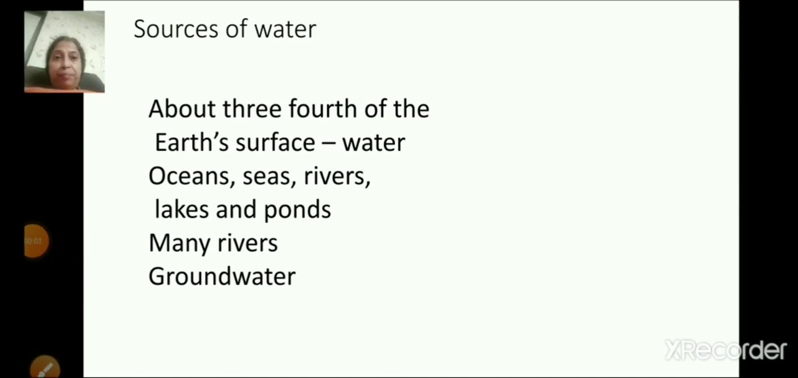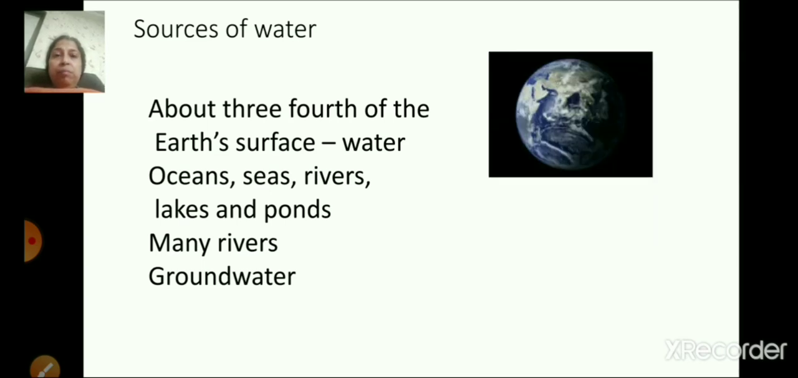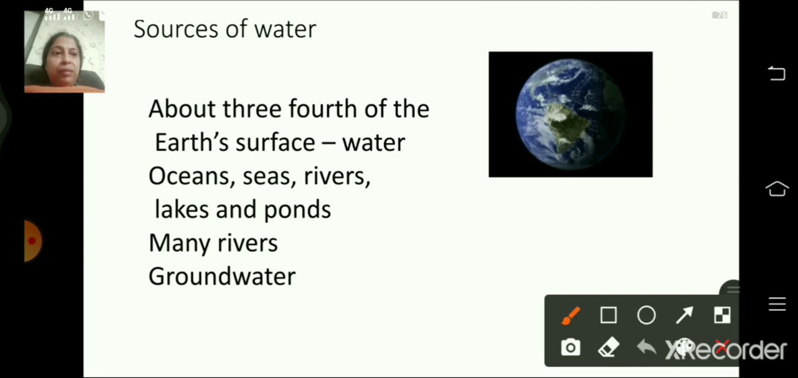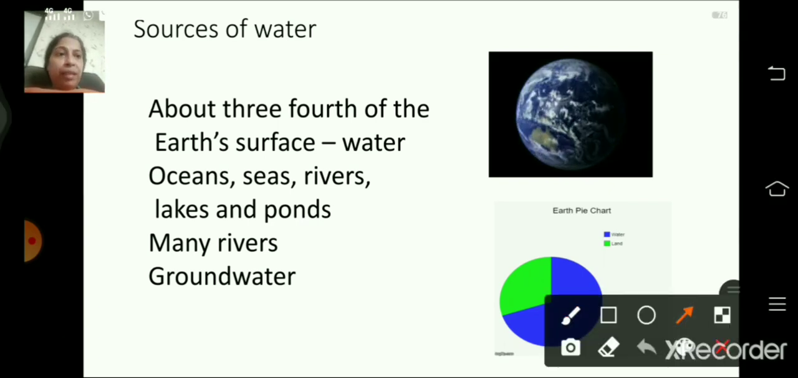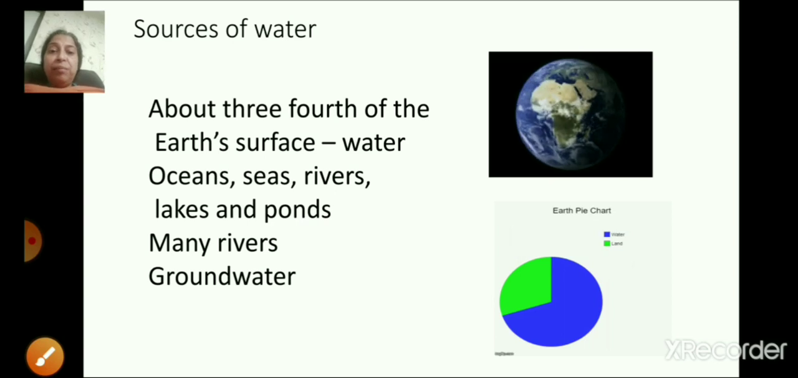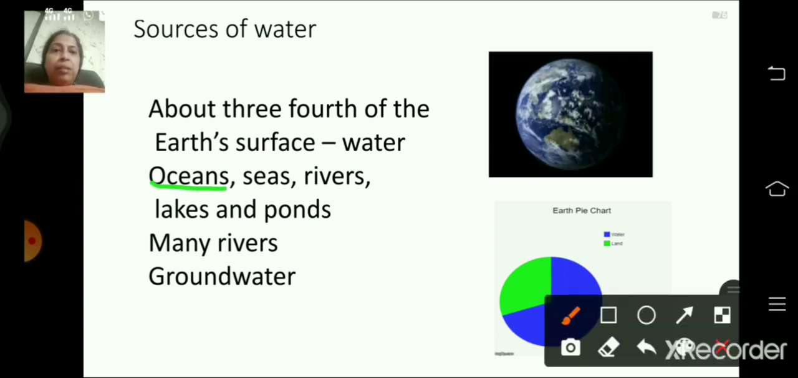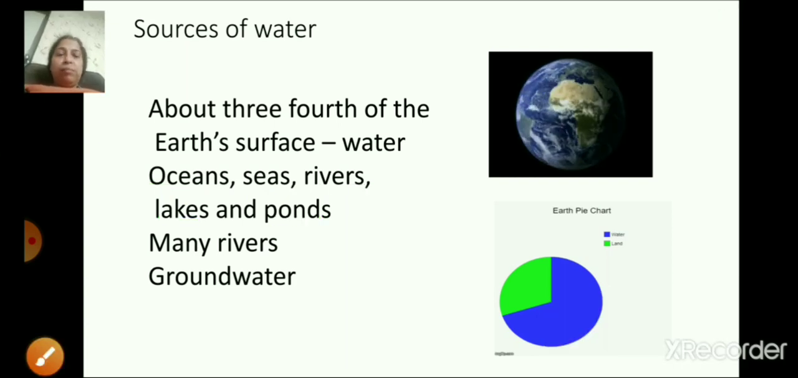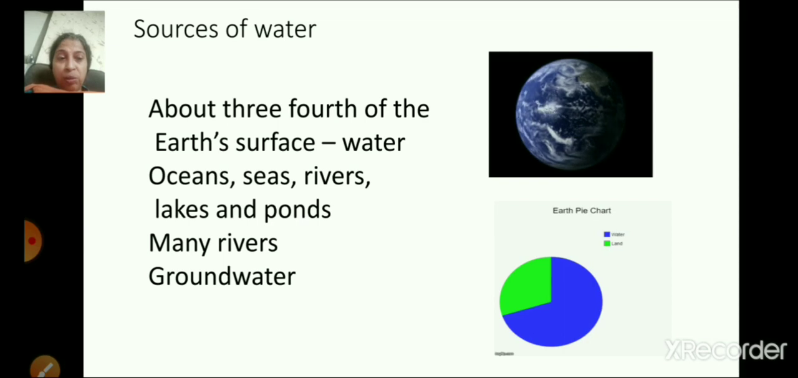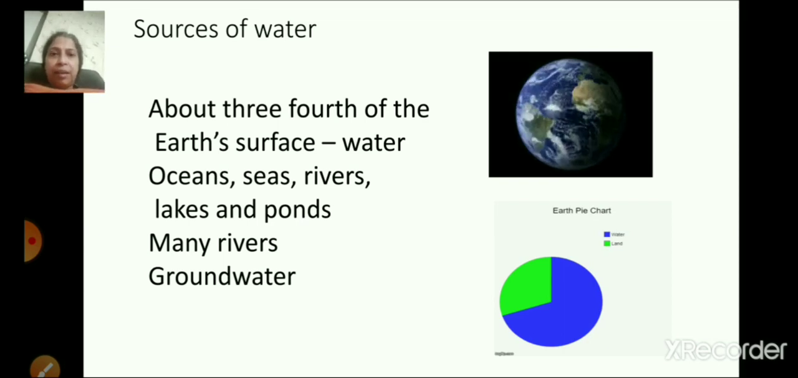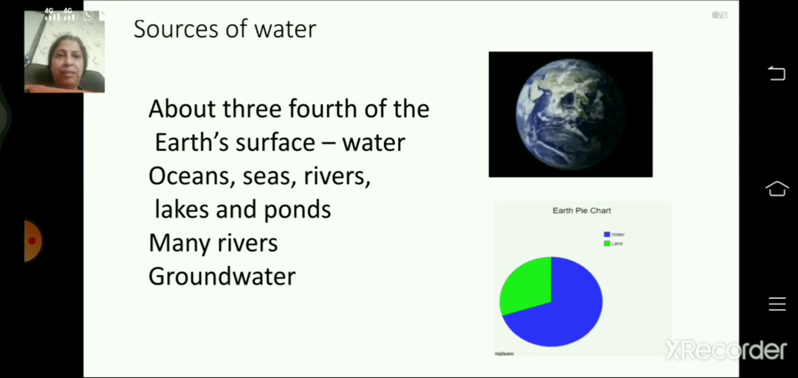Next is sources of water. Children, do you know about 3/4 of the earth's surface is covered with water? This is our planet Earth. About 3/4 of the earth's surface is covered with water. Okay, and the rest is land. And it is present in oceans, seas, rivers, lakes and ponds. So there are many rivers in our country. Children, do you know water is also present under the earth's surface as groundwater? Is it clear?